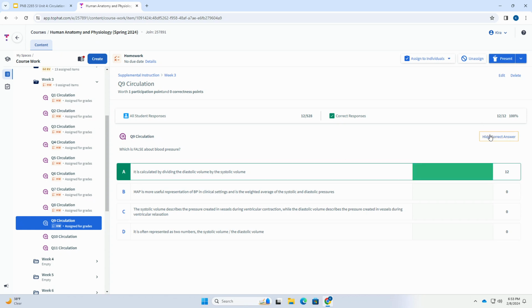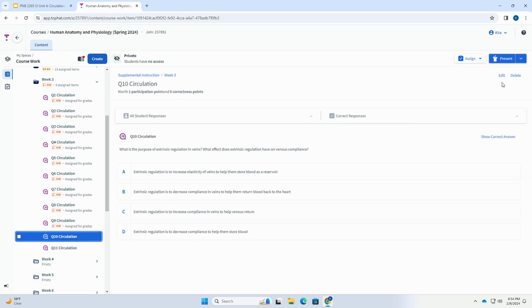Yeah. Nice. So there are two ways to represent blood pressure that are good to be aware of. You have the MAP, which is the mean arterial pressure, which is the average, and this one's used more in clinical settings. And then the one that a lot of us are familiar with is the systolic over the diastolic. But neither of those is diastolic divided by systolic. So that's false, and the other one is true.